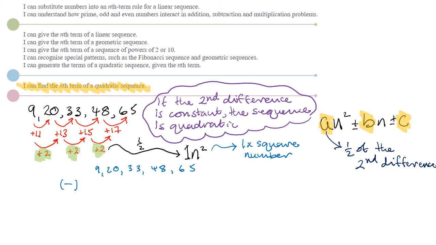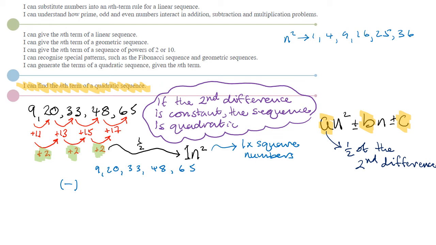Now the square numbers, I'll write them at the top here, are 1, 4, 9, 16, 25, 36 and so on. These are our square numbers, and 1n squared is telling me to take the square numbers and multiply them by 1. Now, if the second difference was 4, then half of that would be 2, so I would have 2n squared, and I would double the square numbers. But it doesn't say 2n squared, so 1 times the square numbers is basically just the square numbers.